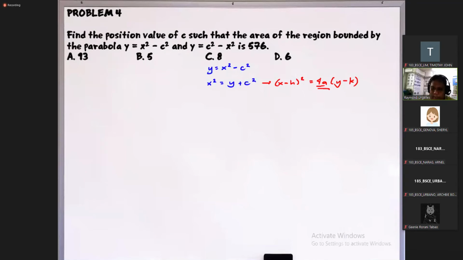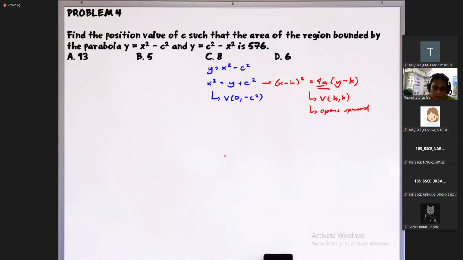Pag ganito yung format natin, yung vertex natin dito is nasa h, k. Wala siya sa origin. Kaya ibig sabihin dito, yung vertex natin will be located at 0, tapos we have negative c squared. Also, x yung naka-square, then positive yung naka-multiply kay y. Ibig sabihin, this opens upward.